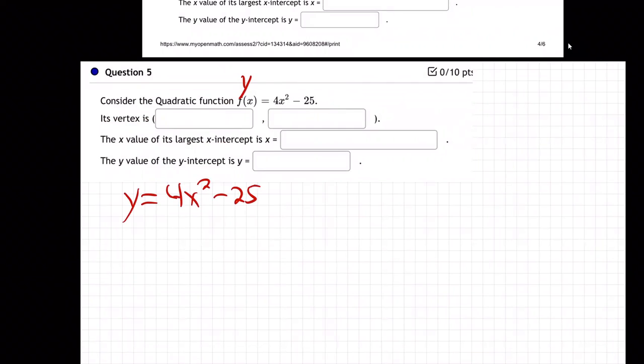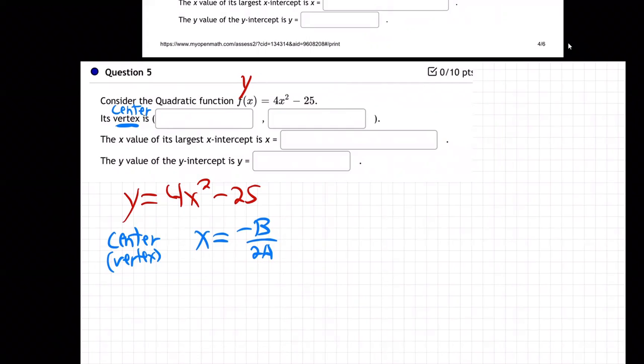Okay, so they're asking us to find the vertex. The vertex means the center of the U shape, right? If we were to graph this thing, it would be a U shape, a parabola, and it would have a center. And how do you find the center, the vertex of the parabola? Well, remember we have the magic formula. X is negative b over 2a. That's how we find the center, the vertex. X is negative b over 2a.